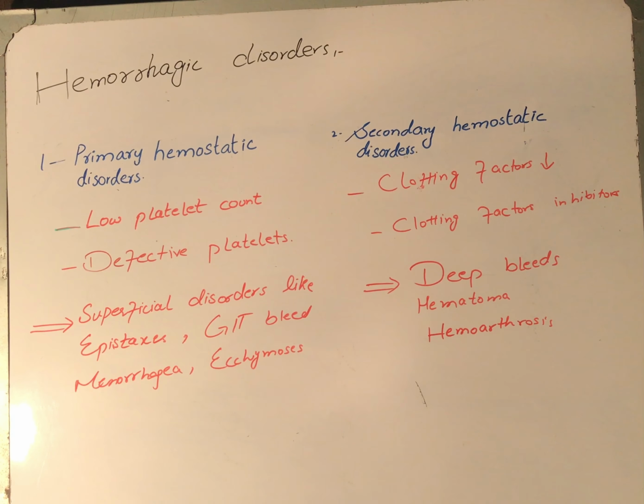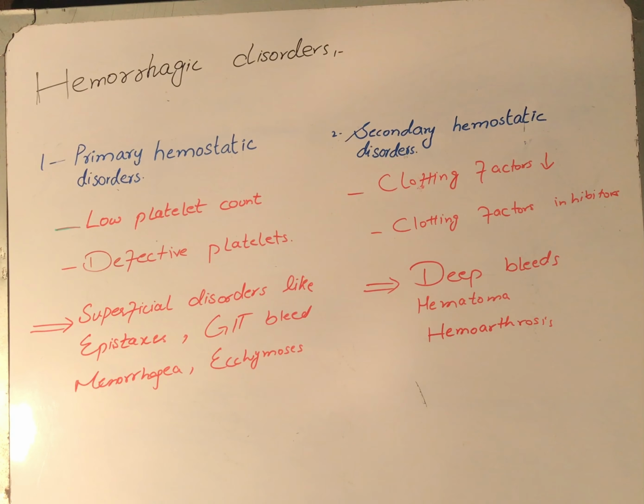When there is disseminated intravascular coagulation, there is consumption. There is a lot of consumption of platelets, which can lead to the low platelet count in our circulation. So whenever these two conditions are present, there is low platelet count, and there are various other conditions with low platelet count, and they will lead to the primary hemostatic disorders. The second thing in primary hemostatic disorder is defective platelets.